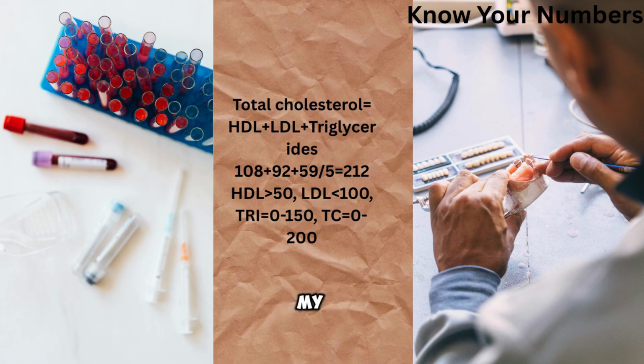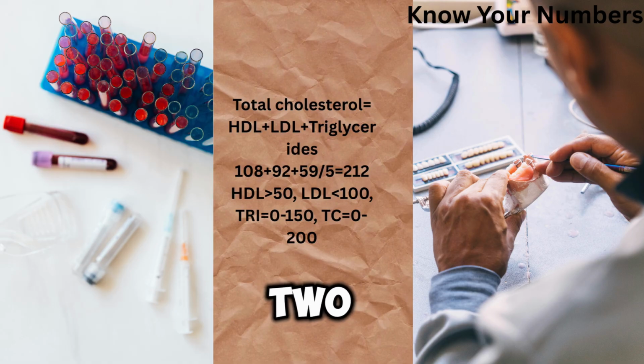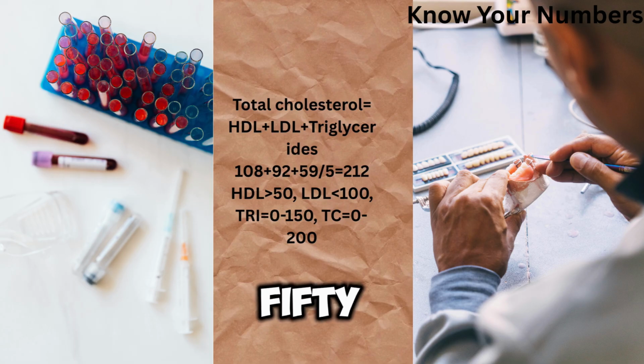You can see my HDL on the screen. Last year it was 108. My LDL was 92. And my triglyceride was 59. So when you divide 59 by 5, or take 20% of 59, you will get 11.8, which is approximately 12.